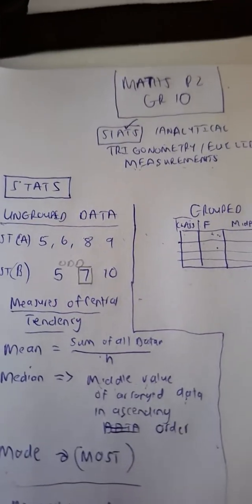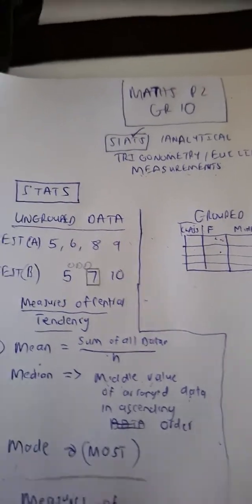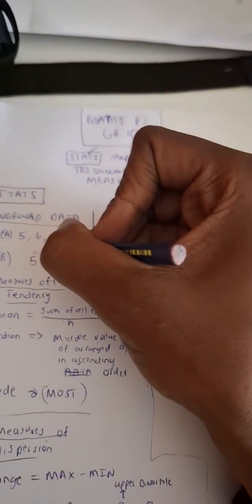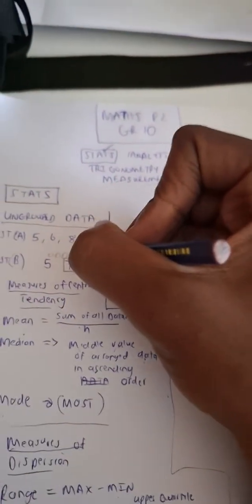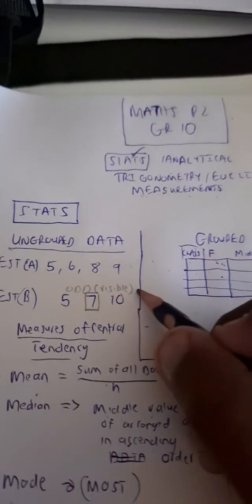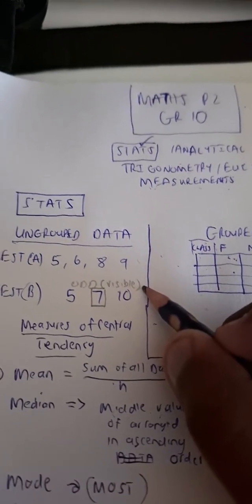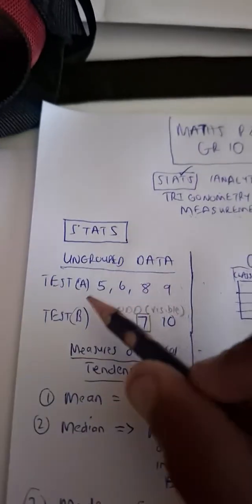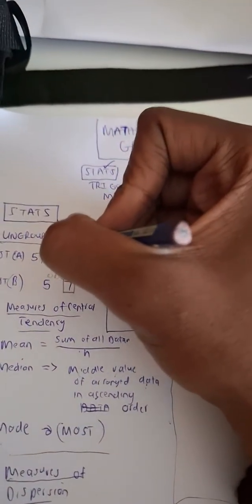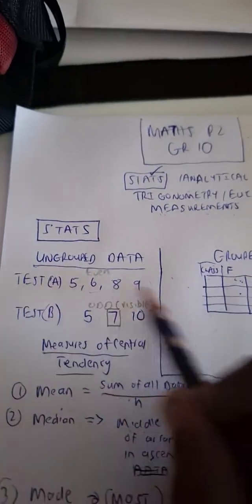The middle number is the 5th number. It's in the middle. It is visible. So for an odd data set, my median is always visible. I can see it in plain sight. But if my data set is even, I have an even data set.